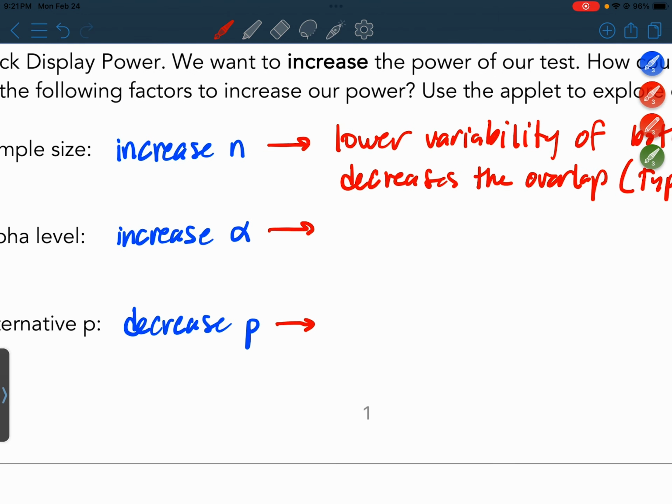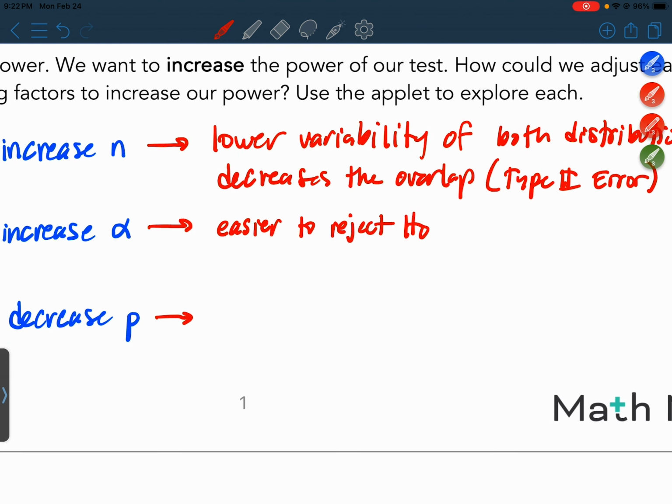Increasing alpha, or the significance level, makes it easier to reject the null hypothesis. And rejecting the null hypothesis is required for the power.